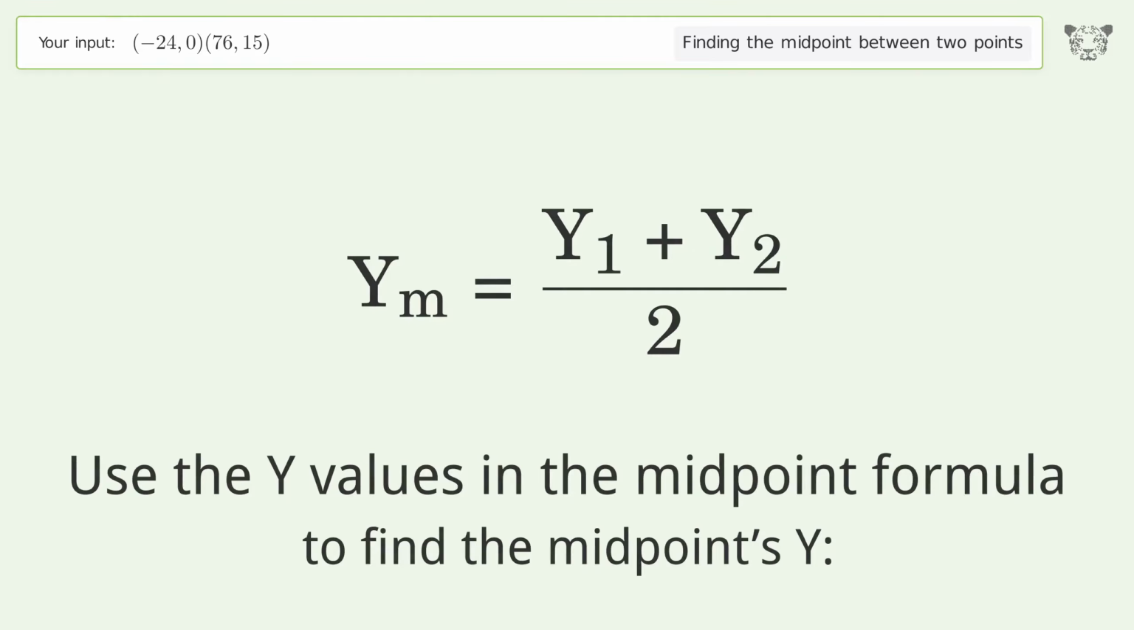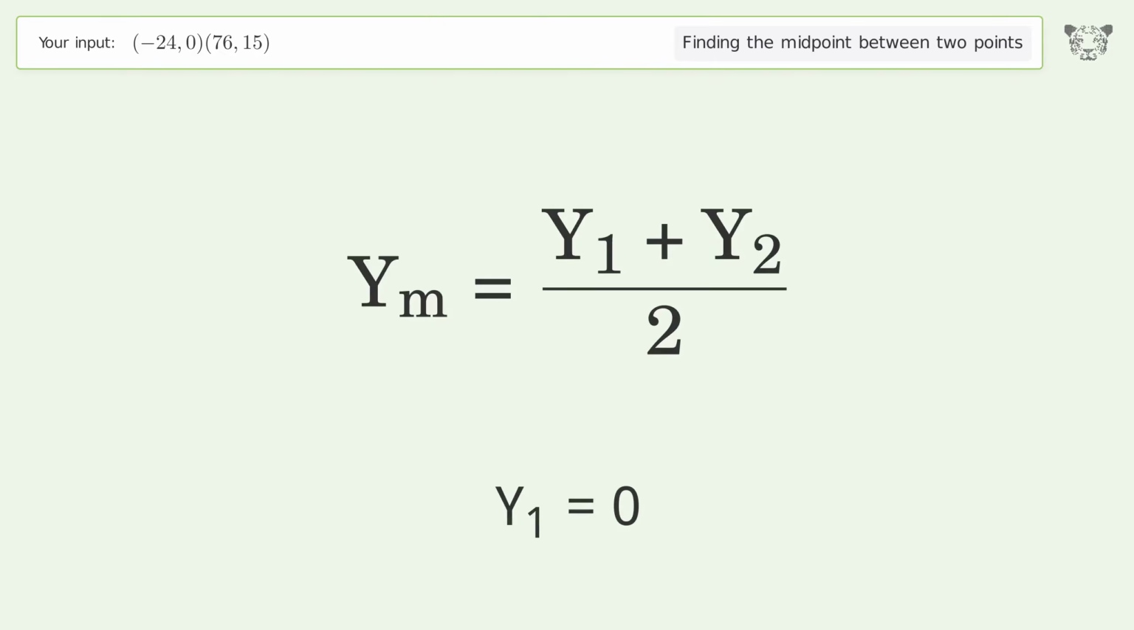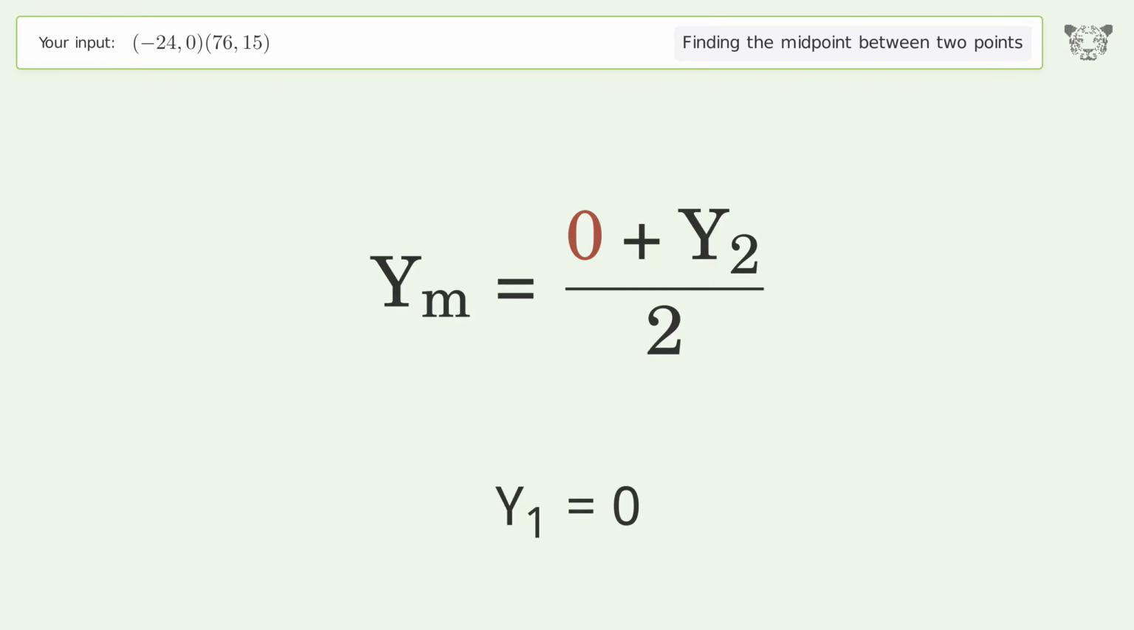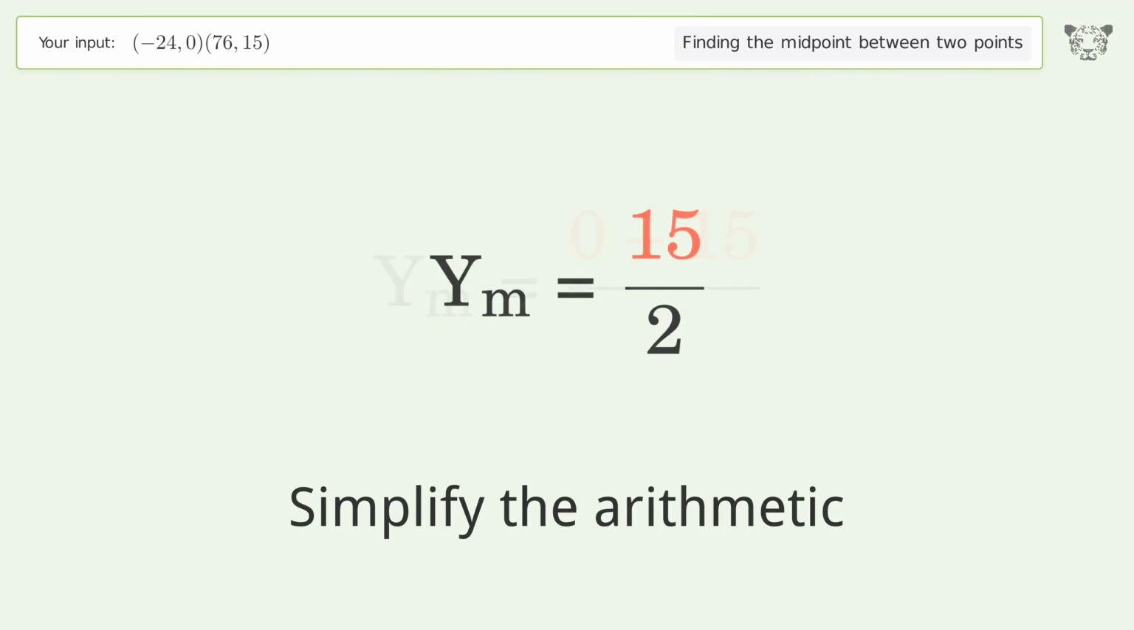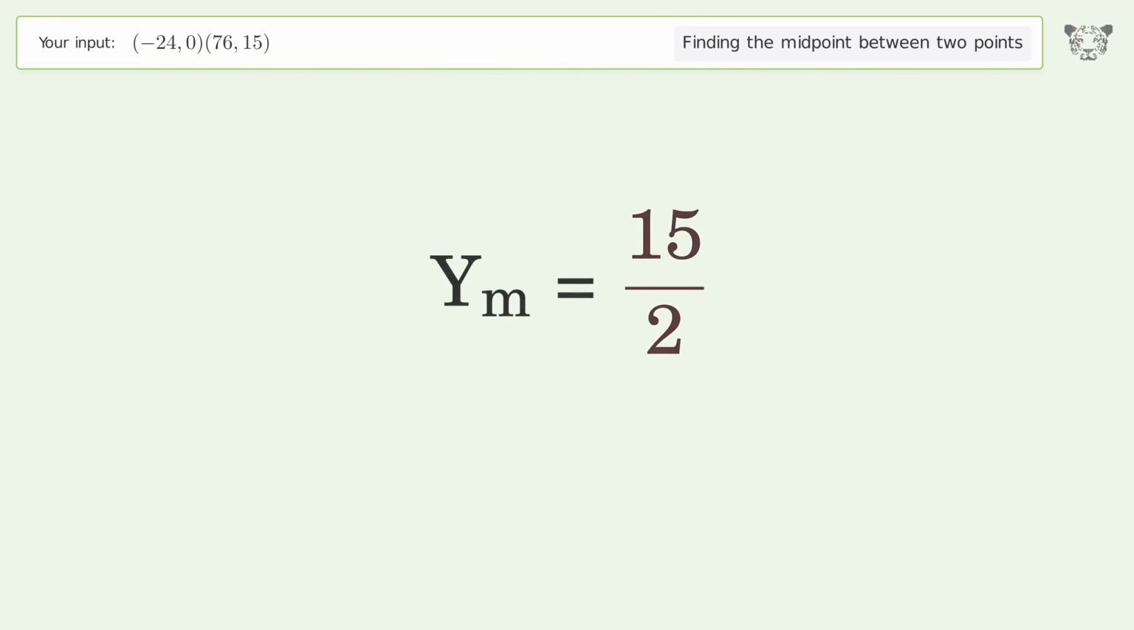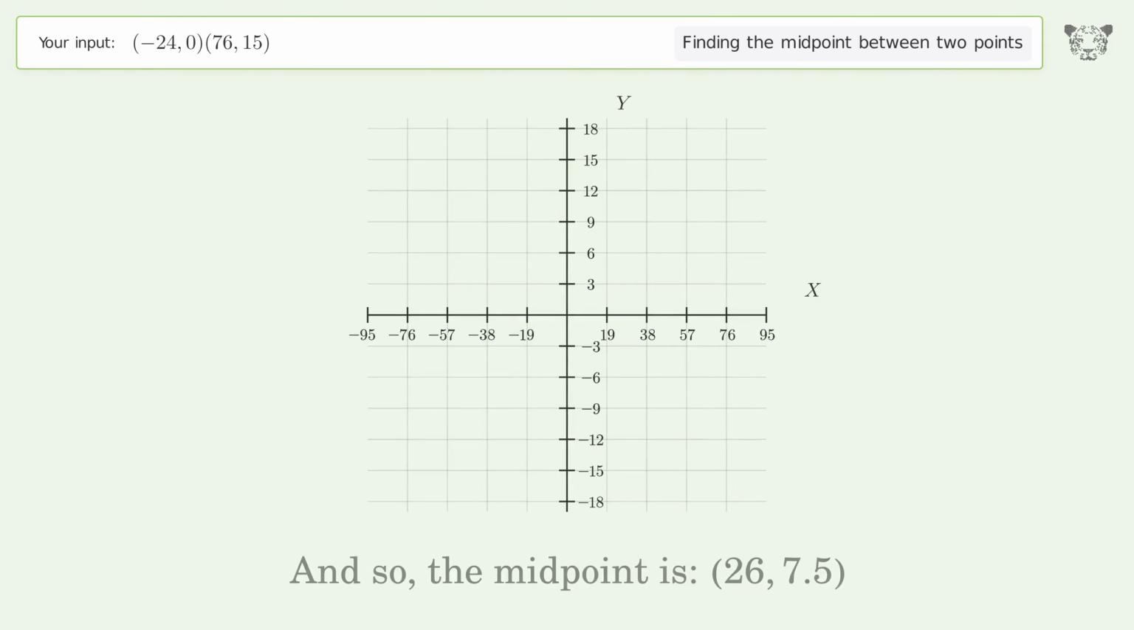Use the y values in the midpoint formula to find the midpoint's y. y1 equals 0. y2 equals 15. Simplify the arithmetic. And so, the midpoint is (26, 7.5).